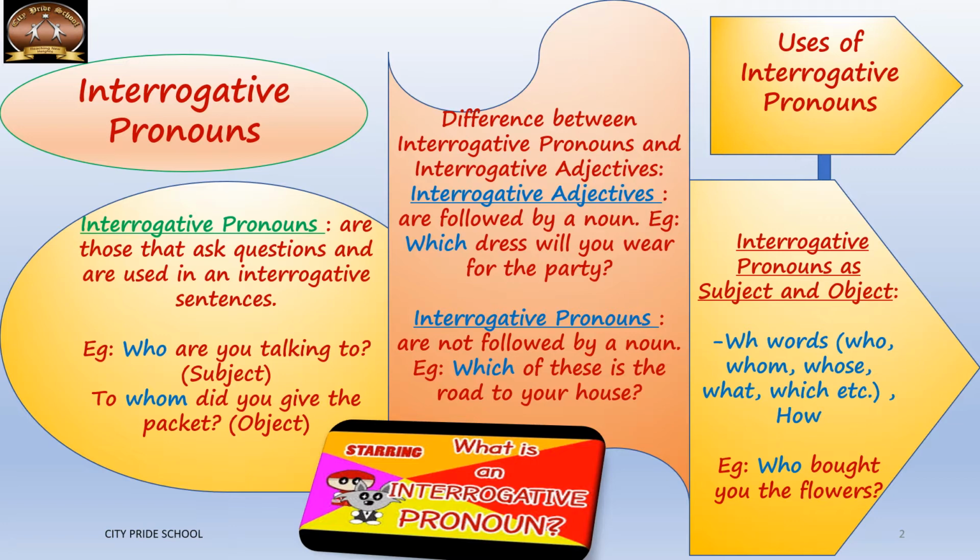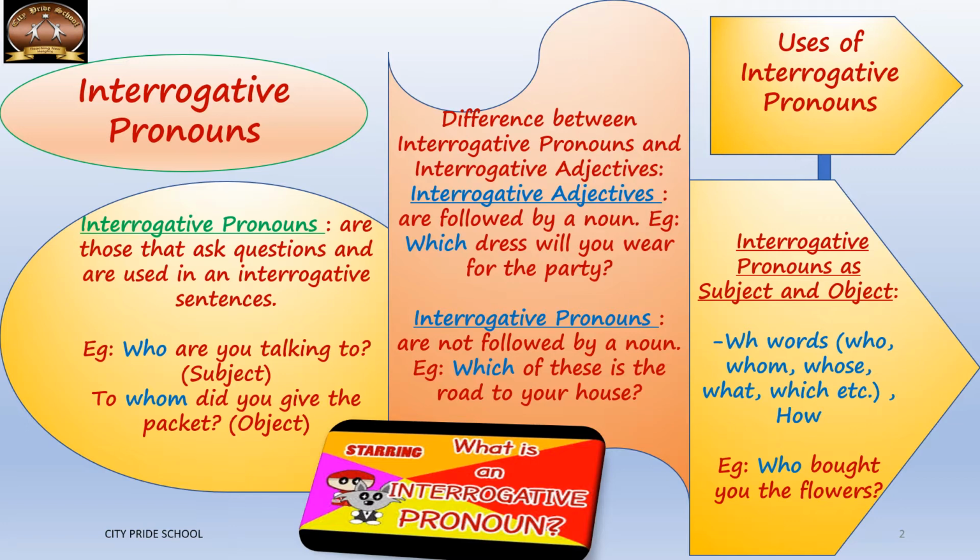Who are you talking to? So here, who, we don't have a noun after it. It is an interrogative pronoun. Whom did you give the packet? Whom, we don't have a noun after it. It is an interrogative pronoun. And which dress will you wear for the party? After which we have a noun, so it is an interrogative adjective.